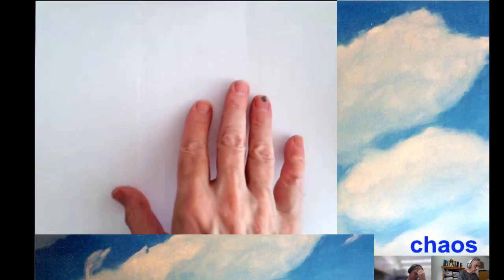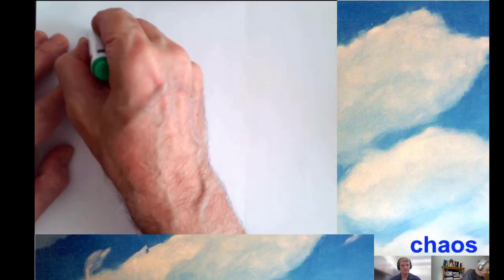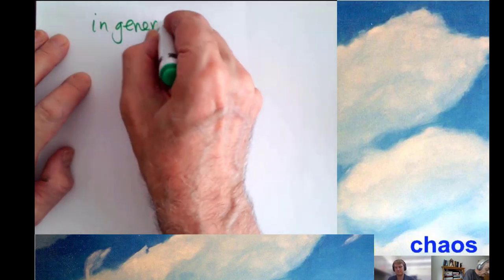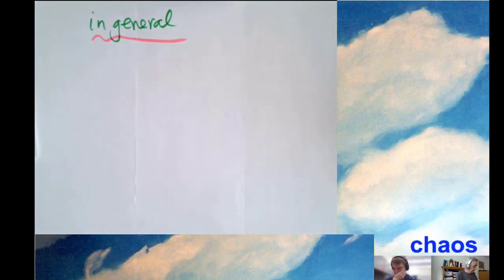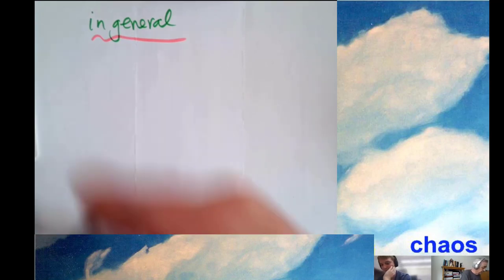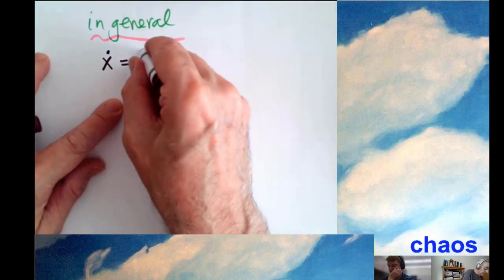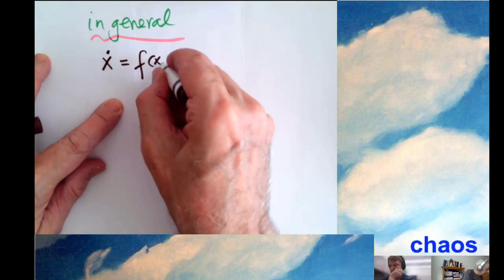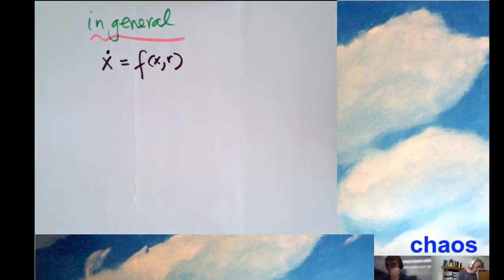The fancier I make it, the less you understand, but I can just say, what this says is that in general, I have an equation which looks like x dot. I'm still in one dimension, but now I have a function where velocity depends on what state I am in, but also on how hard I'm driving the system, my parameter.